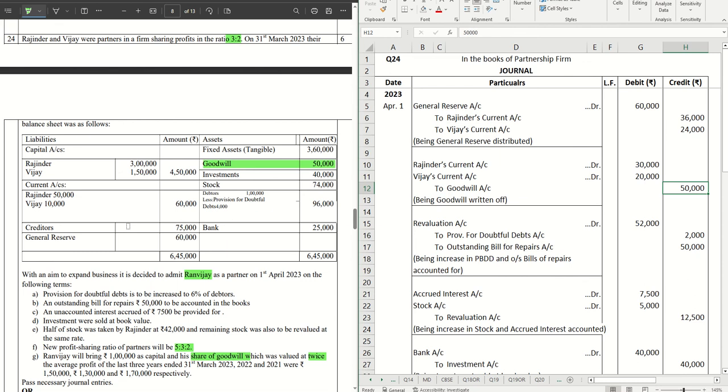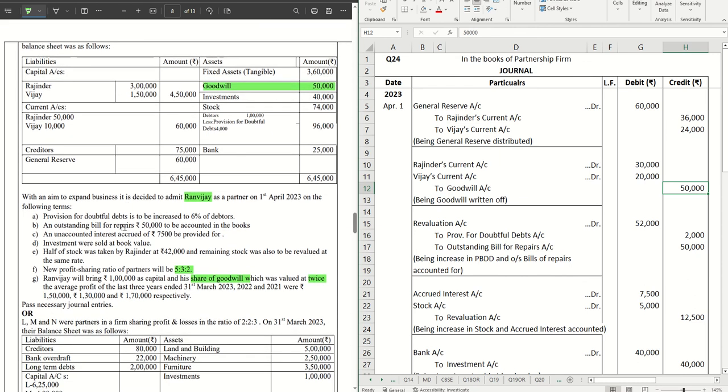Straight away, we don't pick up anything unless anything is mentioned. So let's look at the additional information. The first one talks about provision for doubtful debts to be increased to 6% of debtors. 6% of 1 lakh is 6,000. We have a provision of 4,000 here already. So we have to increase the provision by 2,000, and it's a liability. So provision for doubtful debts account will be credited by 2,000 here.